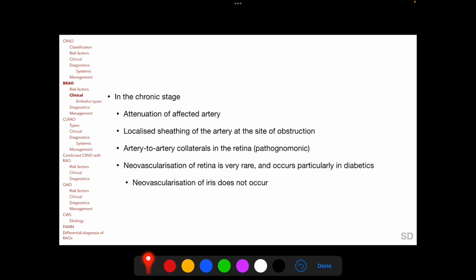Several weeks to months after the onset of BRAO, the affected artery appears attenuated. There is localized sheathing of the affected artery at the site of obstruction. Artery to artery collaterals may be found on the retina, and they are said to be pathognomonic of BRAO. And although rare, neovascularization of the retina may be found, but neovascularization of the iris does not occur, and this is similar to BRVO, in which neovascularization of the retina is also more common than neovascularization of the iris.